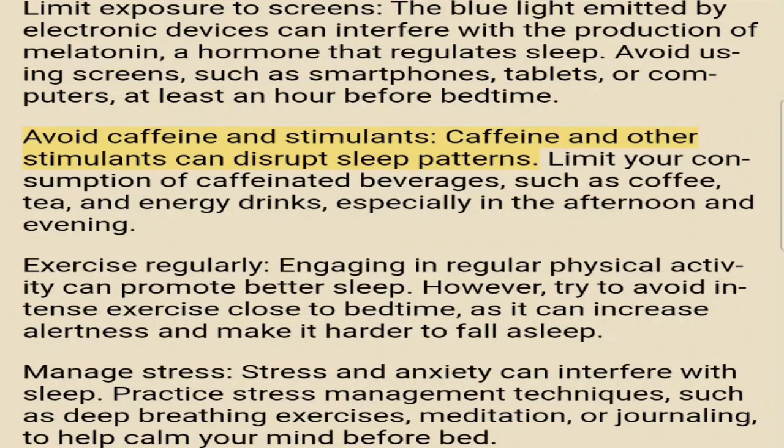Avoid caffeine and stimulants. Caffeine and other stimulants can disrupt sleep patterns. Limit your consumption of caffeinated beverages, such as coffee, tea, and energy drinks, especially in the afternoon and evening. Exercise regularly. Engaging in regular physical activity can promote better sleep. However, try to avoid intense exercise close to bedtime, as it can increase alertness and make it harder to fall asleep. Manage stress. Stress and anxiety can interfere with sleep. Practice stress management techniques, such as deep breathing exercises, meditation, or journaling, to help calm your mind before bed.